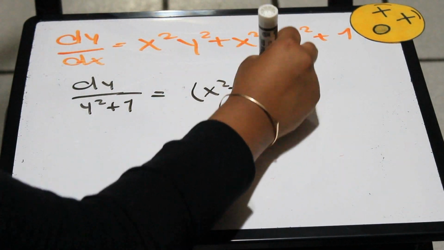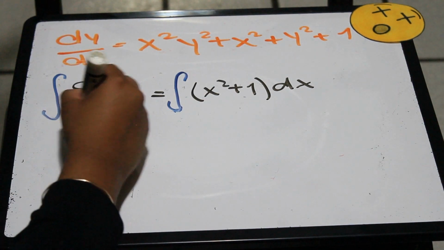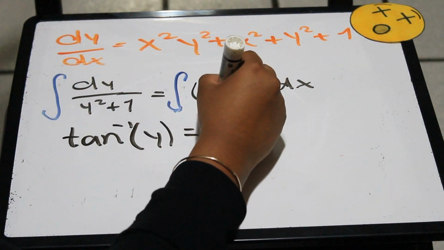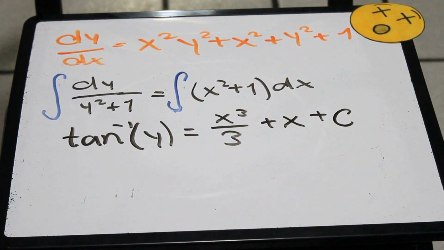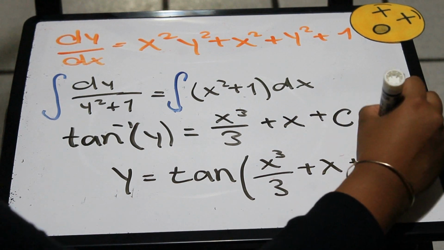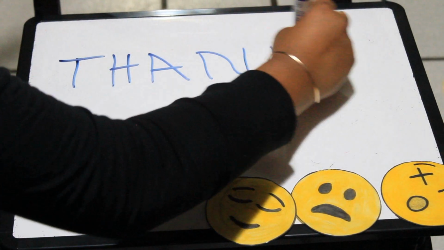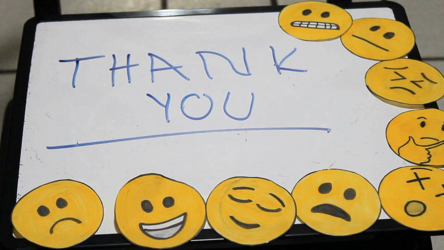After that we integrate. The first side of the equation is a well-known integral. That's arctangent of y is equal to x cubed over 3 plus c. After that we solve for y and this is the function that satisfies the equation. We finished. That was all for today. Thank you.